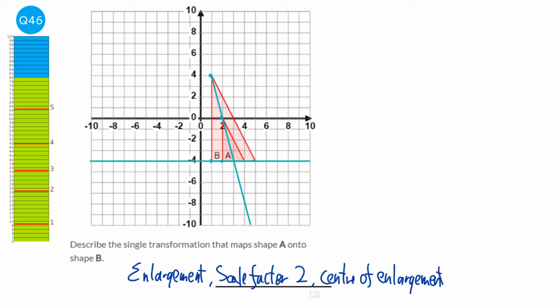There we go. And so where's the point they all cross? Well, they all cross at this coordinate here, and that is going to be our centre of enlargement. So the centre of enlargement is going to be at 3, minus 4.